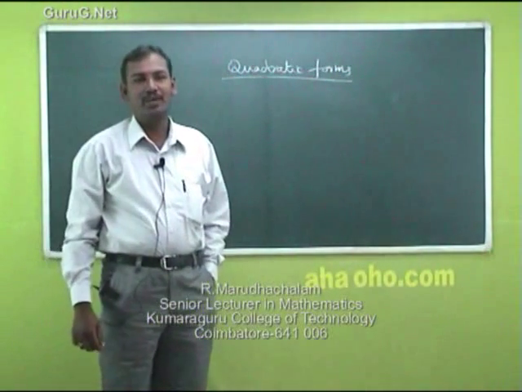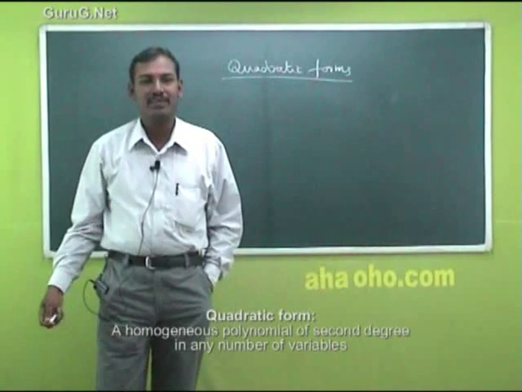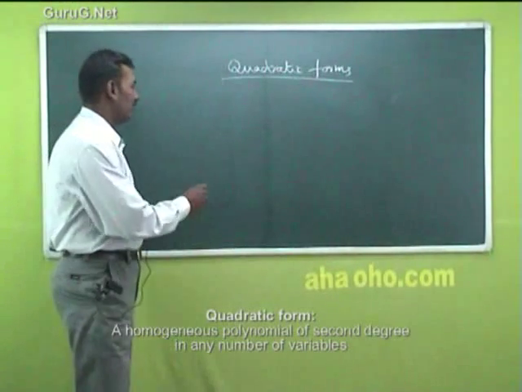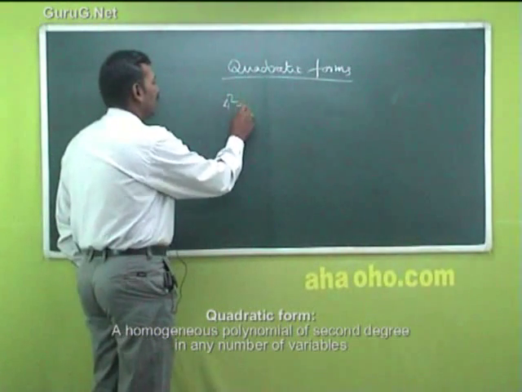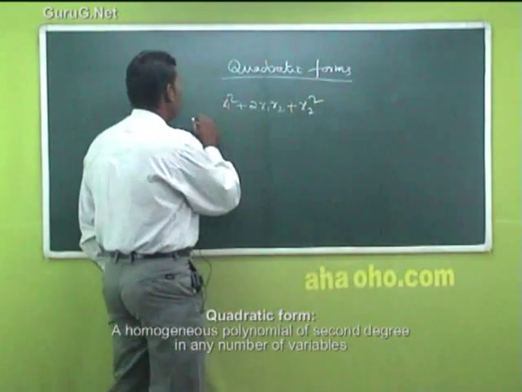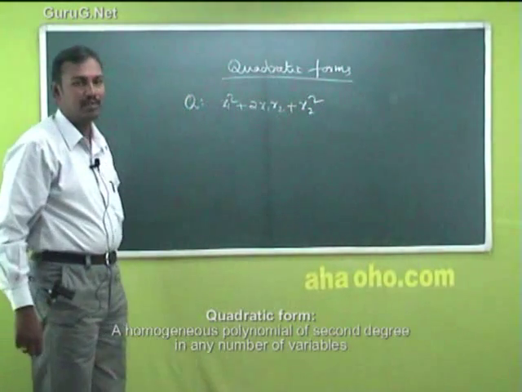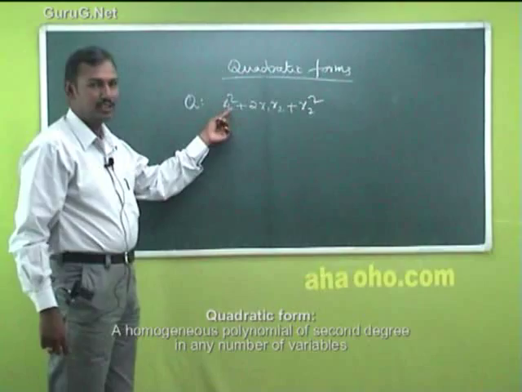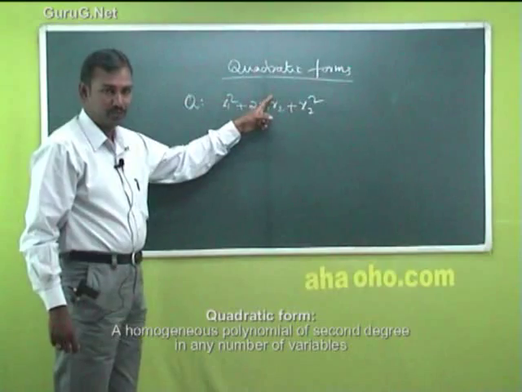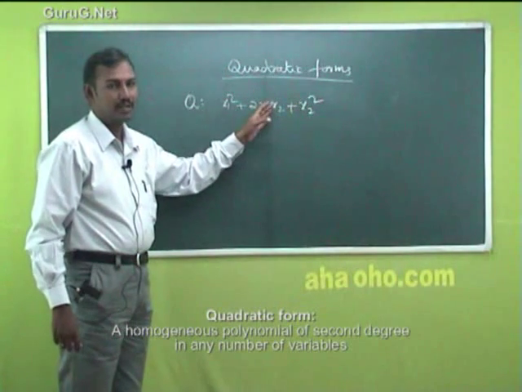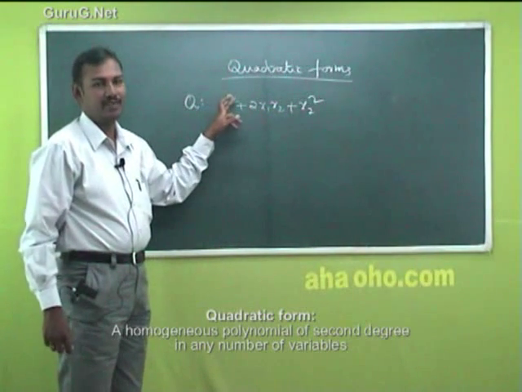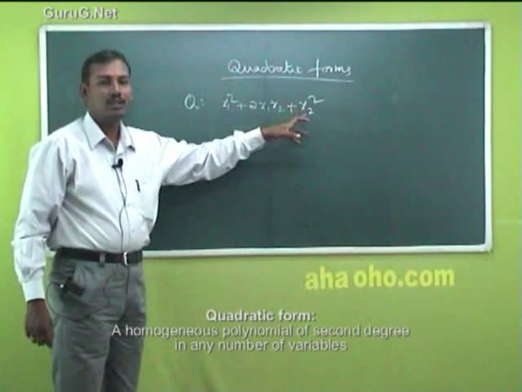A homogeneous polynomial of second degree in any number of variables is called a quadratic form. For example, x1 square plus 2x1 x2 plus x2 square. This is an example for the quadratic form. Each term consists of a power 2. Here x1 square, x1 to the power 1 and x2 to the power 1, and x2 square. So each term carries the power 2. Then the expression is called a quadratic form. So it is a quadratic form with two variables.